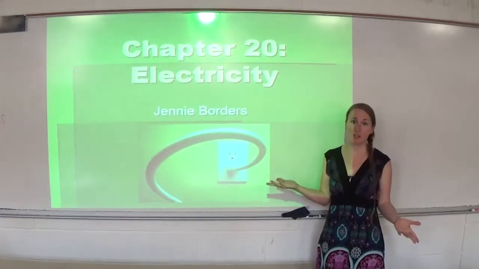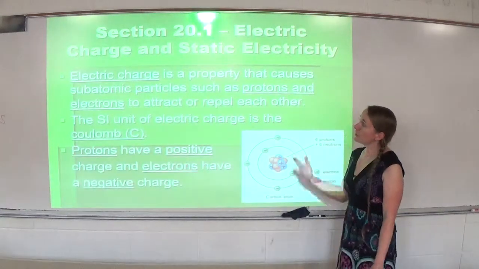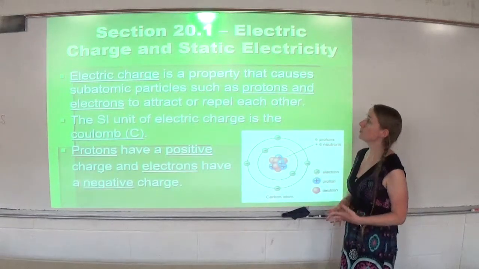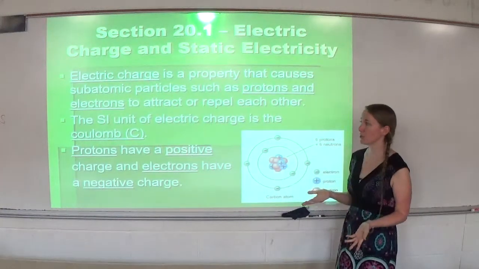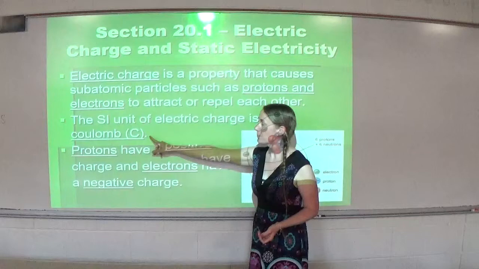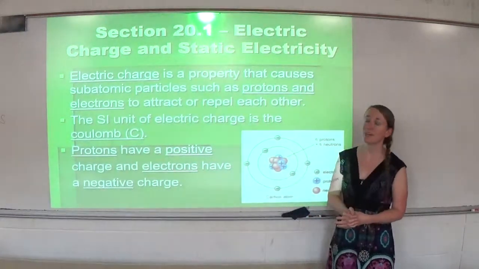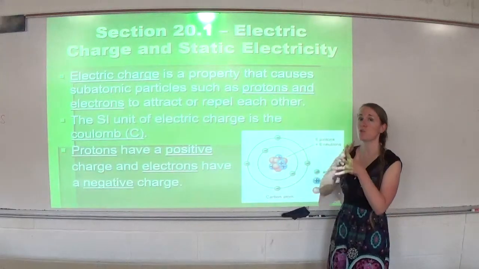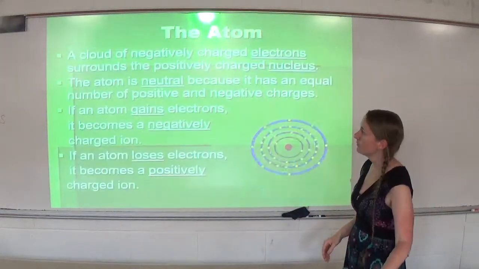So chapter 20, we're talking about electricity. Electric charge is a property that causes subatomic particles such as protons and electrons to attract or repel each other. The SI unit of electric charge is the Coulomb, represented by a capital C. Protons have a positive charge and electrons have a negative charge. So you can attract or repel depending on what charges the particles have.